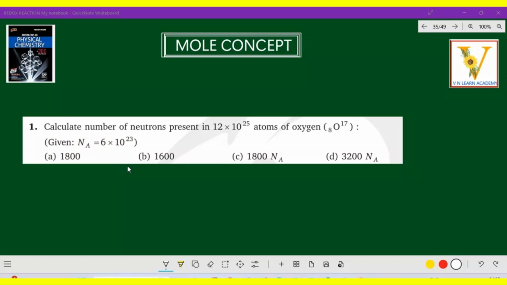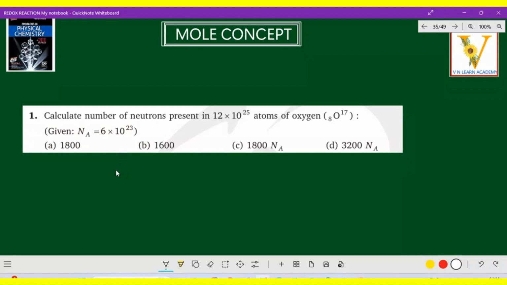Students, today we are going to see some more interesting and important questions from Narendra Avasthi sir's physical chemistry mole concept. Come on, let us discuss a few more important questions from this session. Here is the first question: calculate the number of neutrons present in 12 into 10 to the power of 25 atoms of oxygen 8, oxygen 17. They have given the Avogadro number also, right?